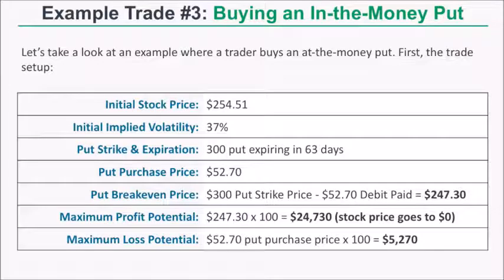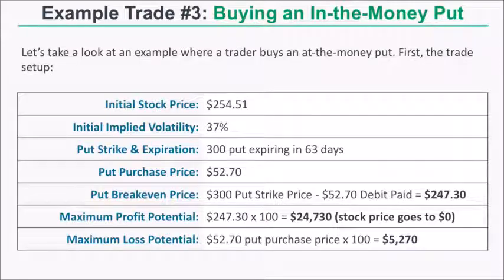Alright, in the final example, we're going to look at buying an in-the-money put. Now here is the setup. The initial stock price is $254.51, initial implied volatility is 37%, and we're going to look at buying the 300 put that expires in 63 days. So this is an in-the-money put because the strike price that we're buying is significantly above the stock price.